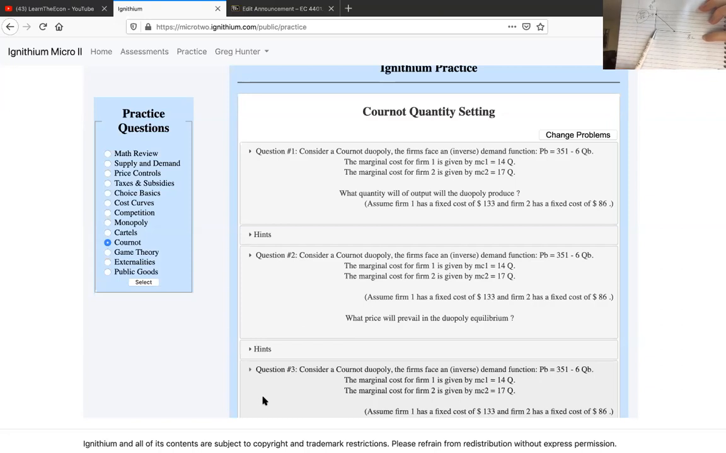And then as firm 2 produces more, firm 1's going to drop down from that monopoly output. And eventually, if firm 2 produces enough, then firm 1 won't produce anything. That's the horizontal intercept over here, right? And so graphing that reaction function can be very useful.